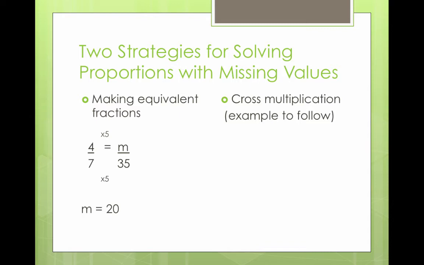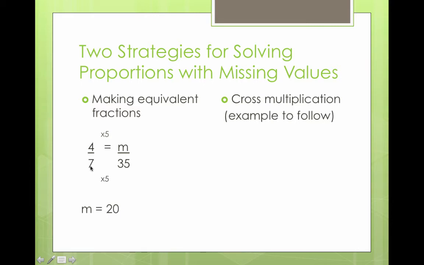In this case, we're going to look at this example down here. You might have 4/7 is equivalent to m over 35, and you might be required to find the value for m. Now there are two strategies to do this. You can make equivalent fractions or equivalent ratios. This just means you would multiply the top and bottom by the same to get to your numbers.